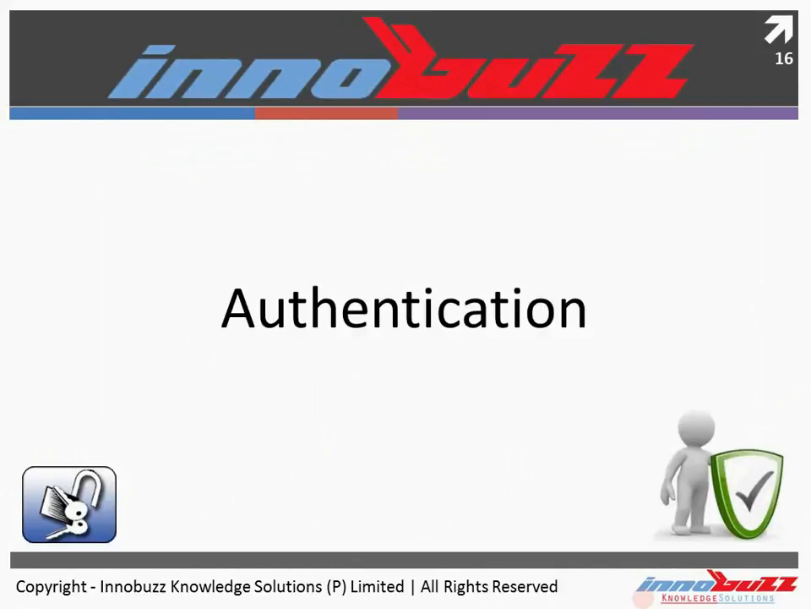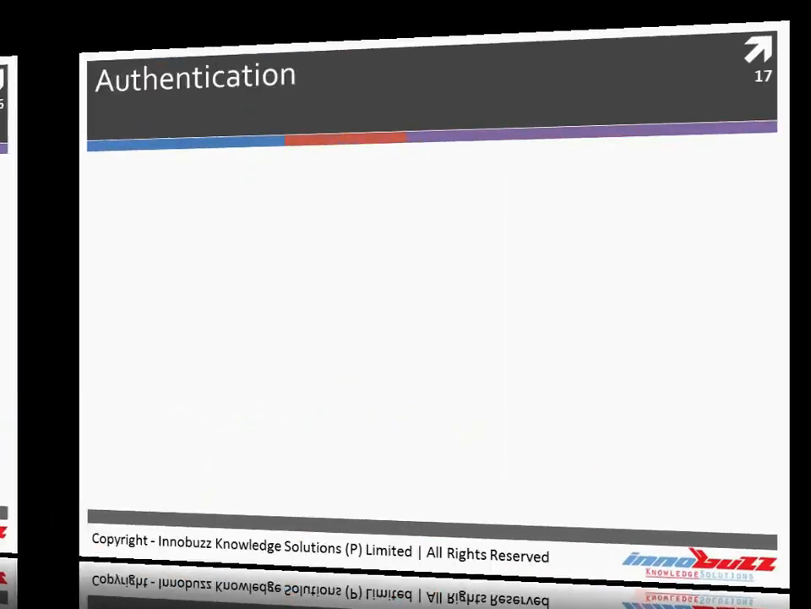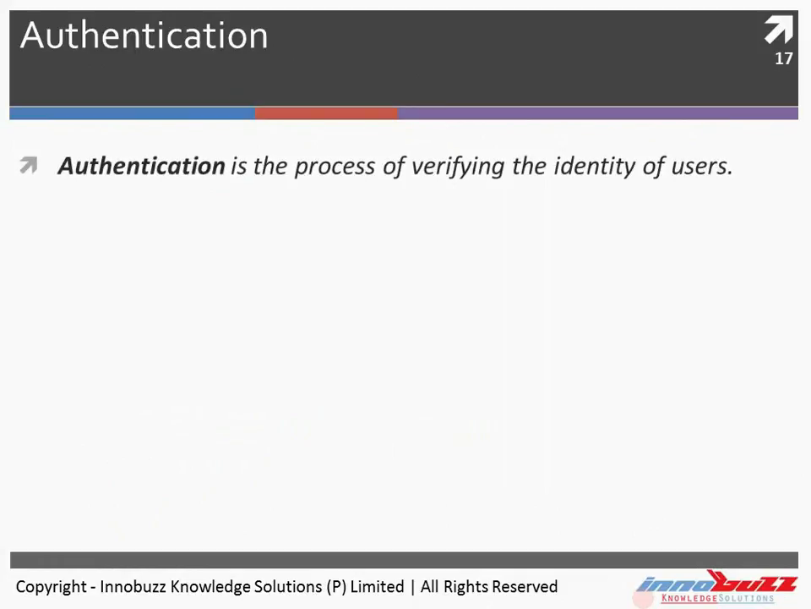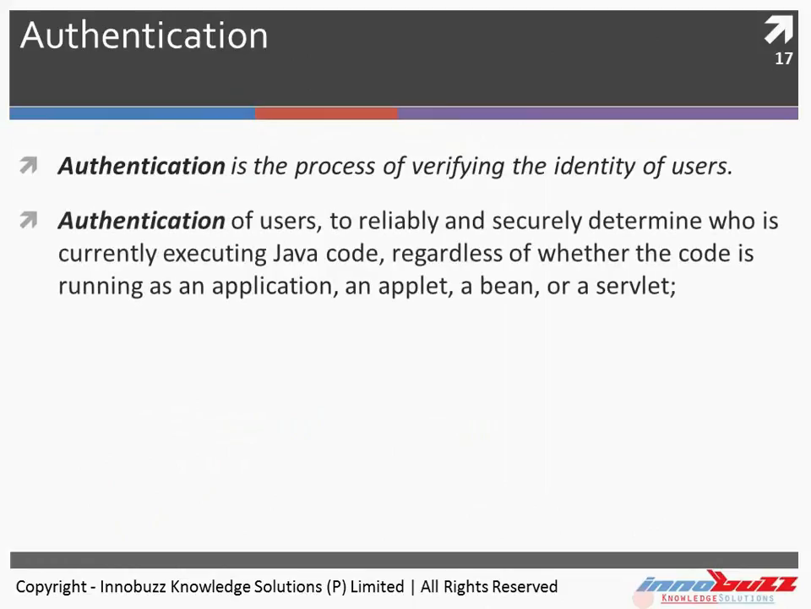In Java authentication and authorization services, next we will see the authentication. Authentication is the process of verifying the identity of users, to reliably and securely determine who is currently executing the Java code, regardless of whether the code is running as an application, an applet, a bean, or a servlet. So basically, authentication is the process of verifying the identity of the users.